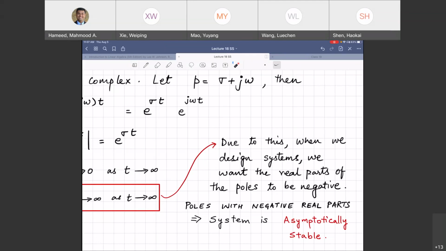So a pendulum, I'm applying a force. Is it an asymptotically stable system? If I move it, it's going to come back and become stable, right? That's a stable system. As time goes on, it becomes stable.